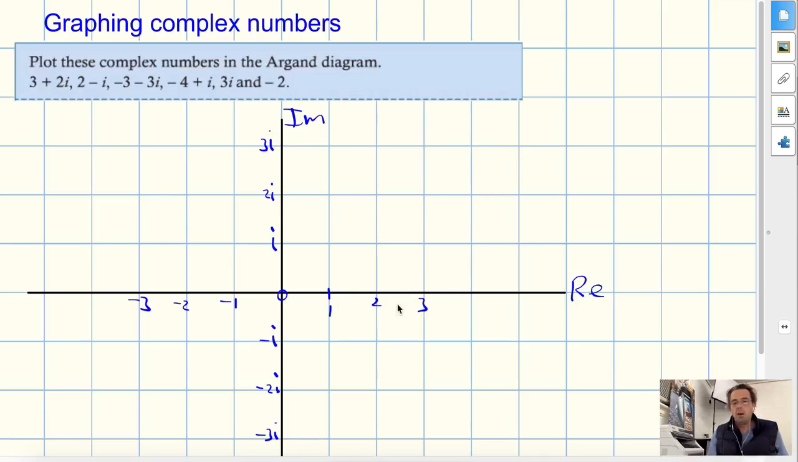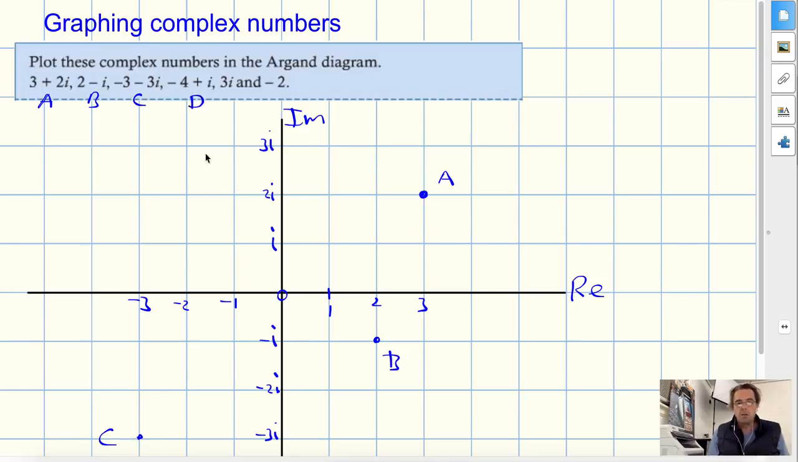So plotting complex numbers is easy. 3 plus 2i is right there. So if that's A, then here it is, A. 2 take i is there, that's point B. -3 take 3i is C, -3 take 3i, that's here.